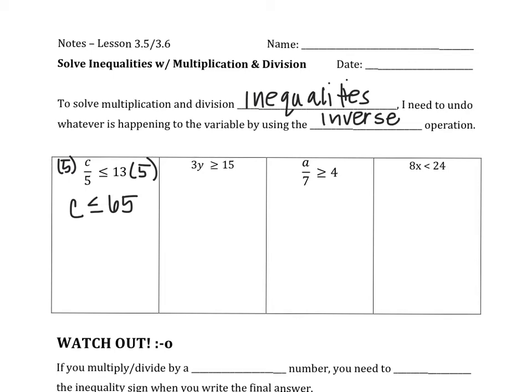3y is greater than or equal to 15. Divide both sides by 3. And you get y is greater than or equal to 5.